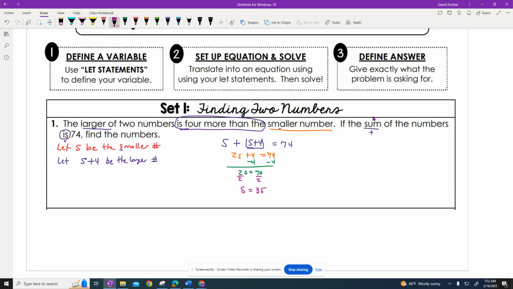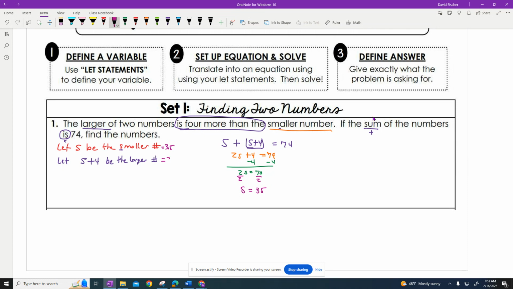Okay? So now what we can do is, if we know S, because that's the smaller number, and that's why I like using the S, I'm just going to come over here because they said find the two numbers. So S is my smallest number, so I'm just going to put 35 equals 35 here. And now what I'm going to do is I'm going to put that 35 over here, and 35 plus 4 is 39. So my larger number is 39, provided I can write 39 correctly.